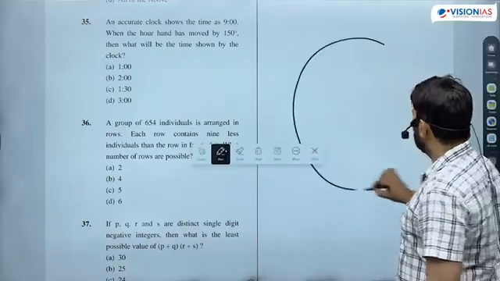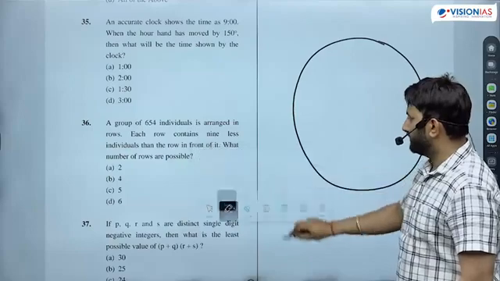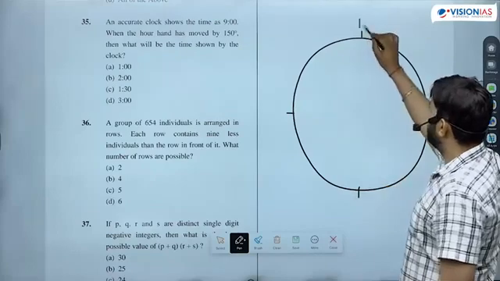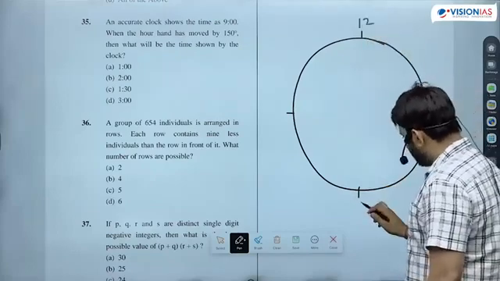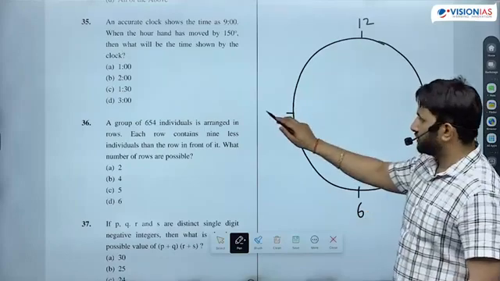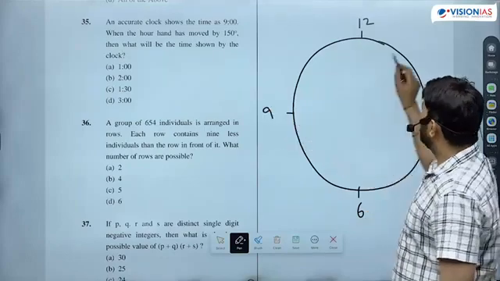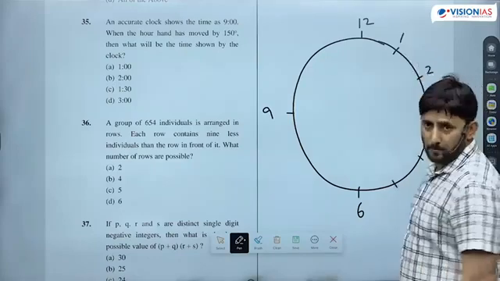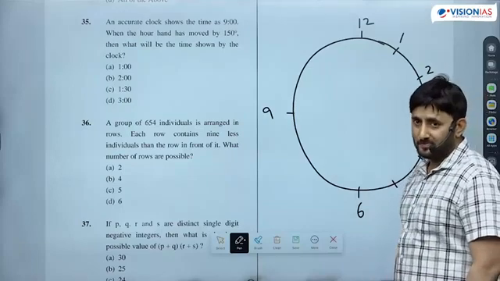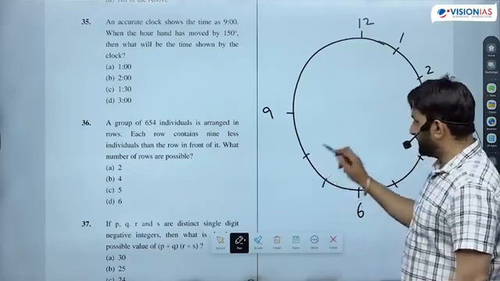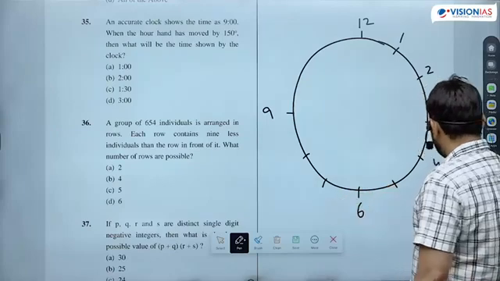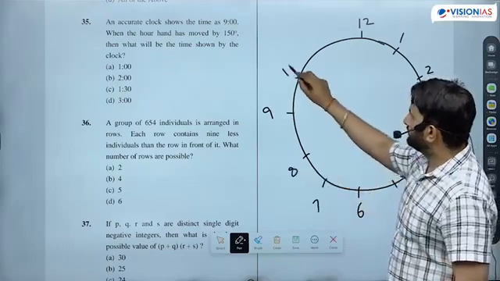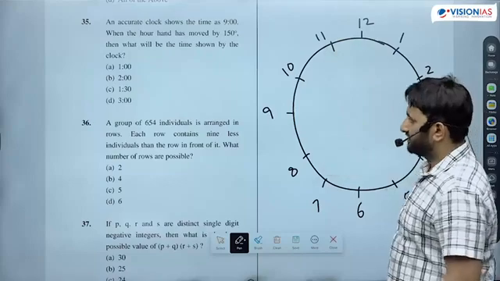In a clock, the total angle is 360 degrees. Angle in a circle is 360 degrees. This 360 degrees, when divided into 12 equal parts, what is the gap between consecutive readings? बोलो बच्चे. 12 and 1 के बीच में what is the angle? 30 degrees, ना? So 360 degrees when divided into 12 equal parts, each part will be equal to 30 degrees apart. Each part is 30 degrees.